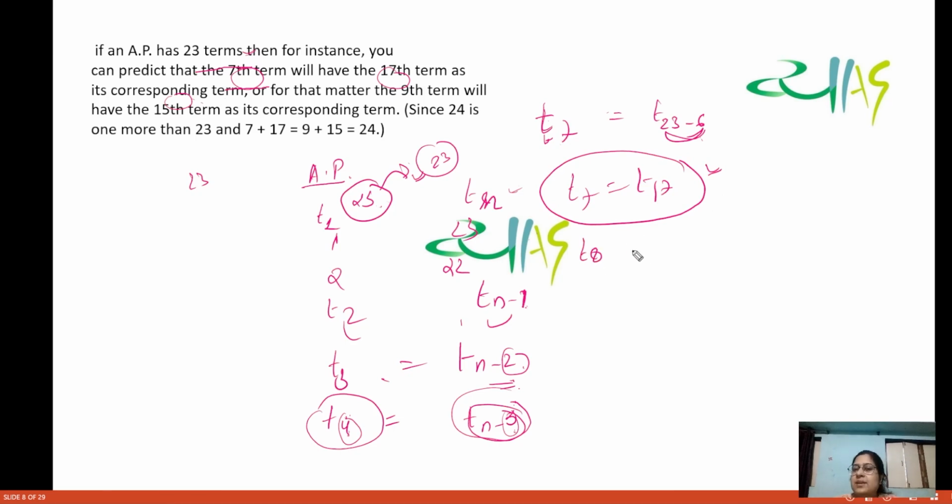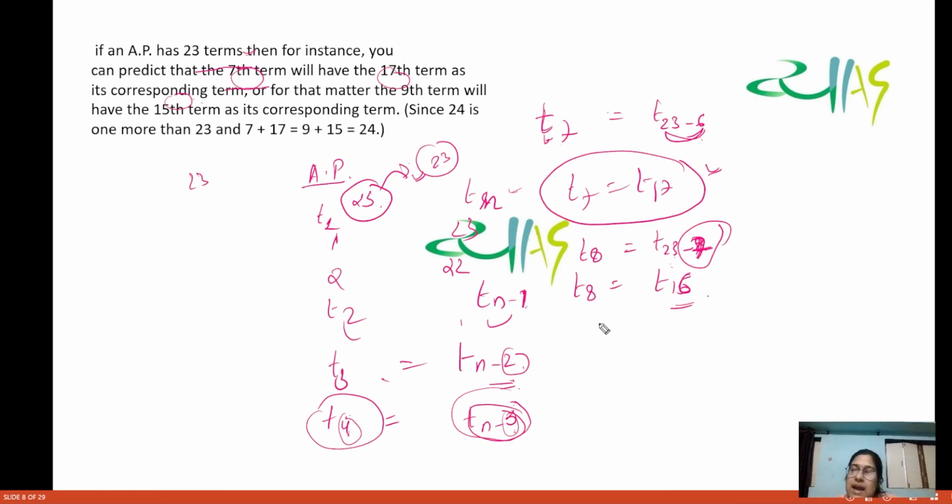Similarly, if you want to find T8, what will be the corresponding term of T8? 23 minus 8, which is what? This will be obviously 15. Okay, it should be 16. Yes, sorry, this will be 7, so this will be 16. Sorry for the silly mistakes, it happens to me once in a while.